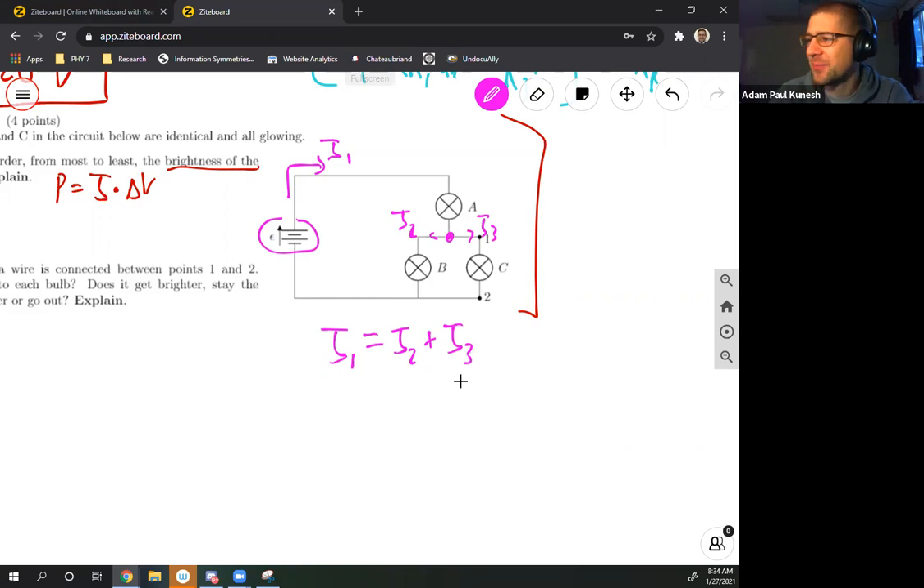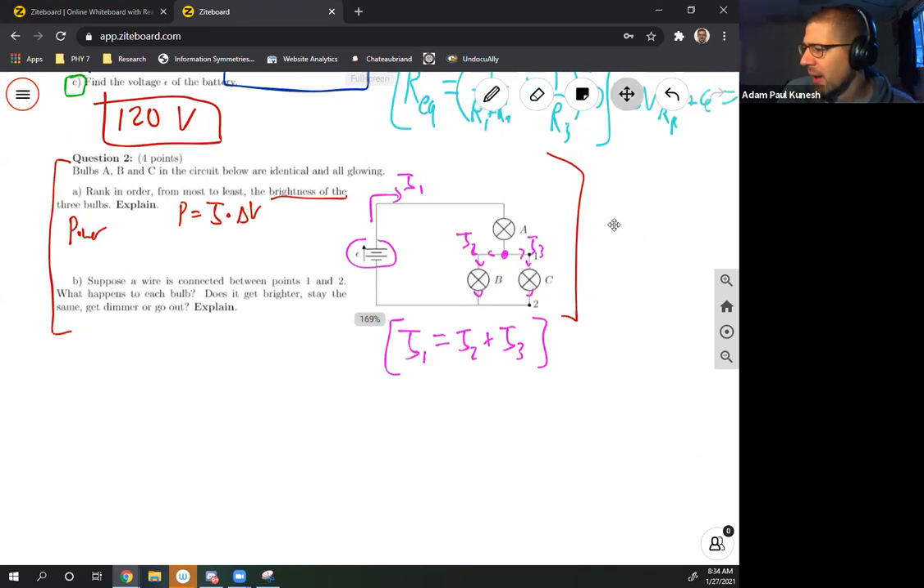Okay, so I1 is I2 plus I3. So the current splits at that junction. That means that some of the current goes into the B bulb, and some of it goes into the C bulb. And these two bulbs are identical. So just from looking at it, I don't expect that there will be a difference in their brightnesses.